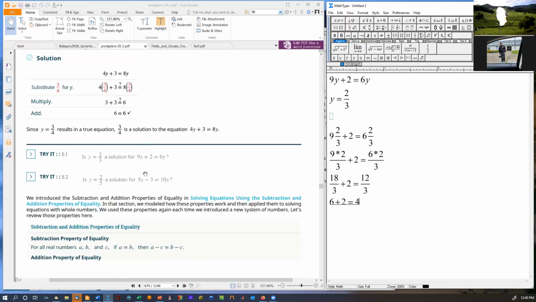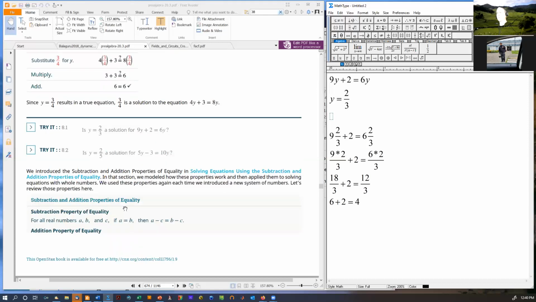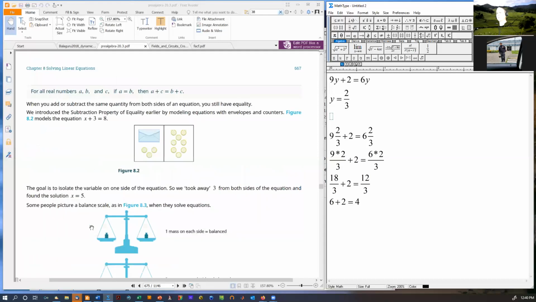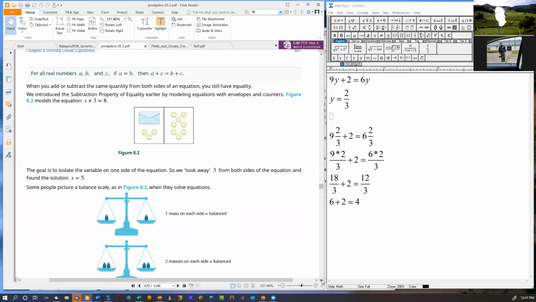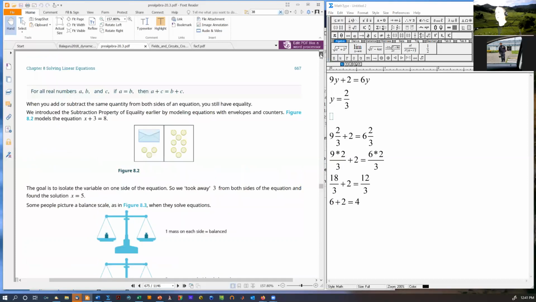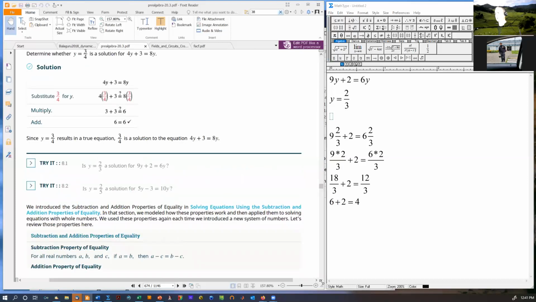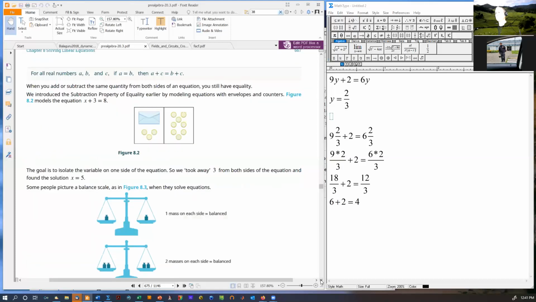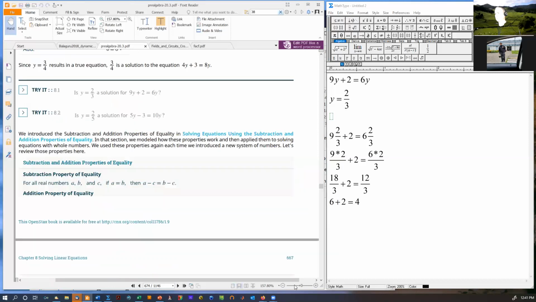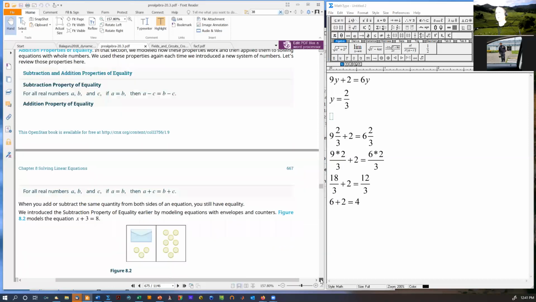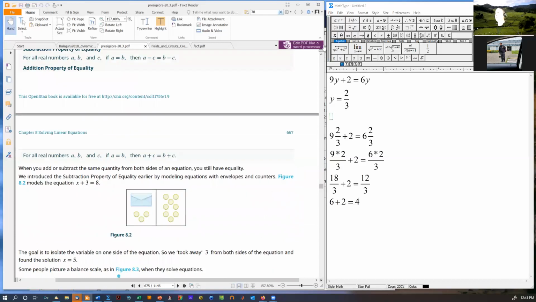Then they talk about the subtraction and addition properties of equality. This is what I was talking about before. Let's try it this way. Why can't I get that to split the page? Oh, I know why, because I stupidly did this. Okay, there we go. Sorry about that.